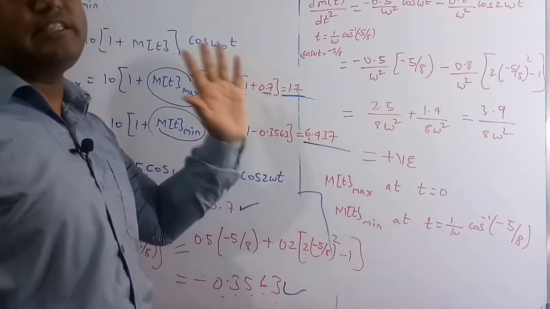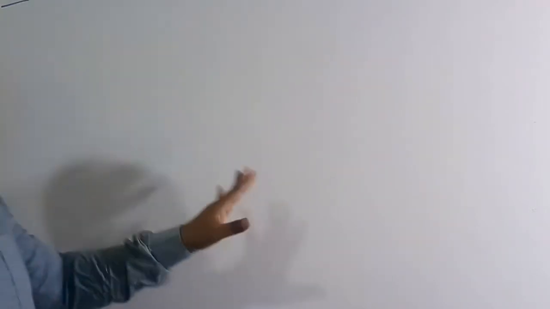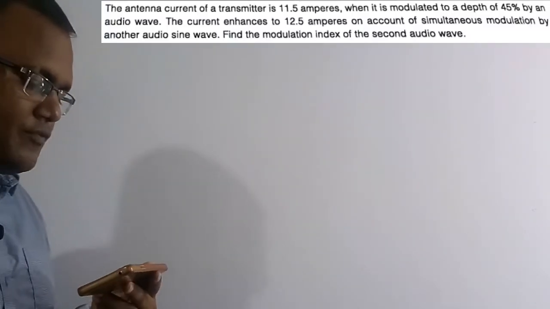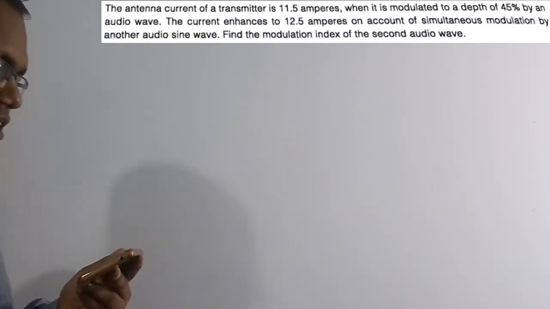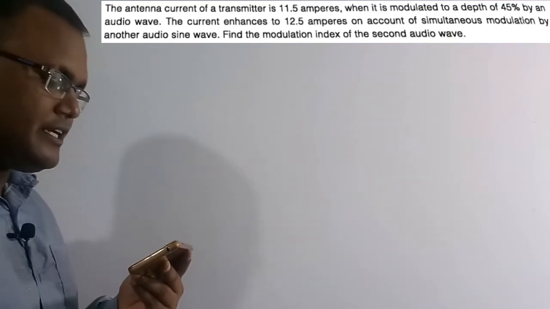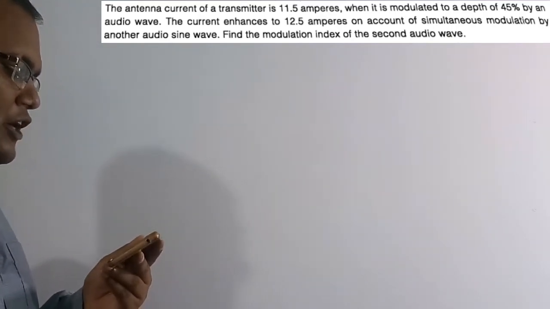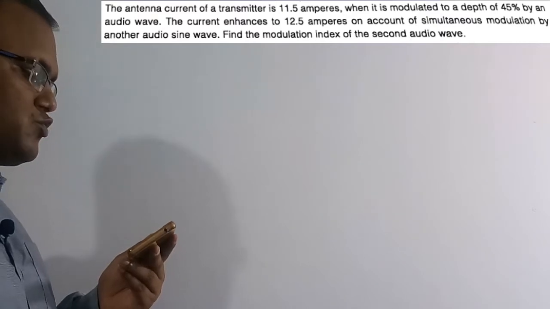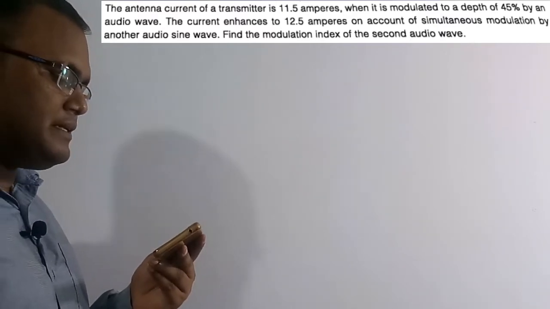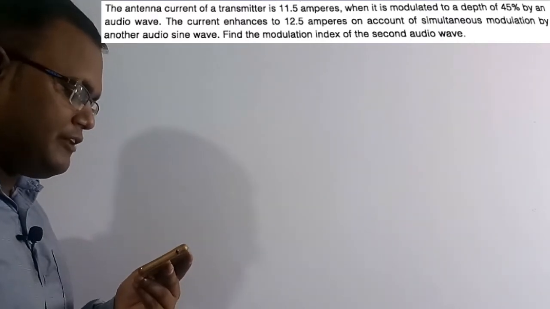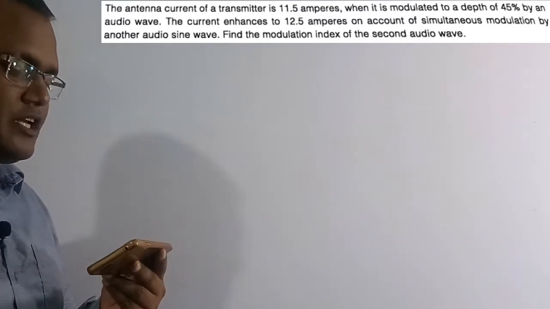Now we are going to solve the 9th question. See the question here. The antenna current of a transmitter is 11.5 amperes when it is modulated to a modulation depth of 45% by an audio wave. The current increases to 12.5 amperes on account of simultaneous modulation by another audio sine wave. Find the modulation index of the second audio wave.